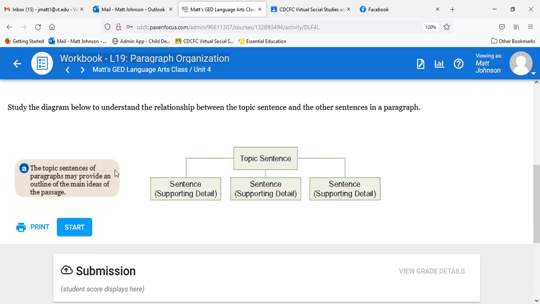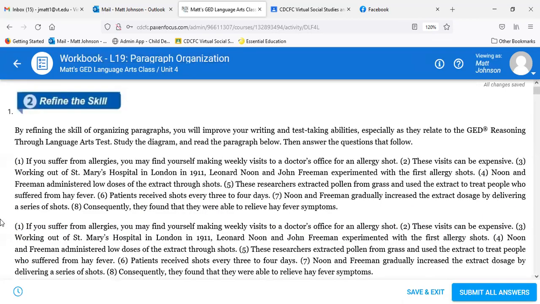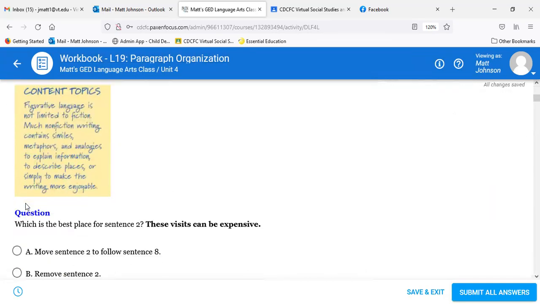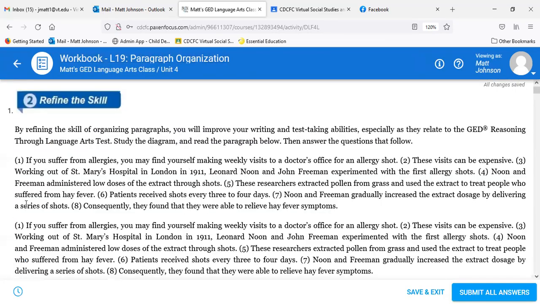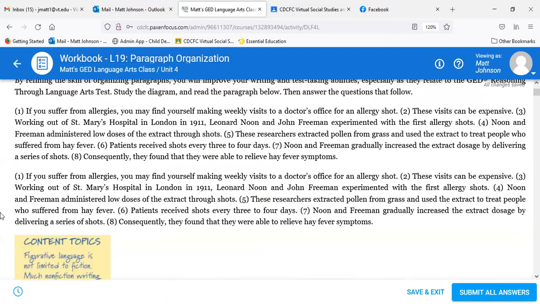And so like it shows here, topic sentence, and then your following sentences are supporting details. It says right there, the topic sentences in paragraphs may provide an outline of the main ideas of the passage. You're directing your reader to what the content of that paragraph is going to be. Okay. And so I'll read these again.